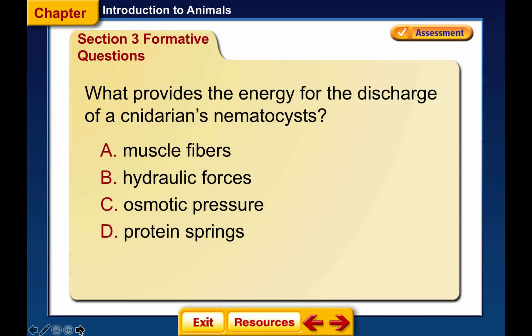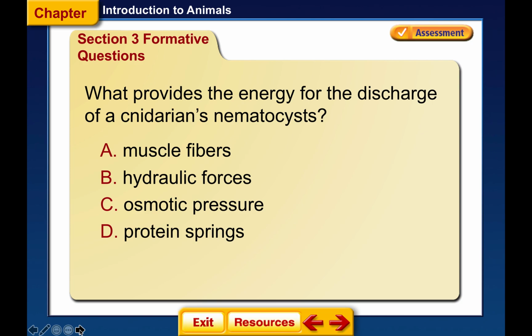Okie-doke. What provides the energy for the discharge of a cnidarian's nematocyst? Muscle fibers, hydraulic forces, osmotic pressure, or protein springs? I don't even know what a protein spring is. So which one of those do you think? The only two that you could possibly narrow this down to is either going to be B or C.